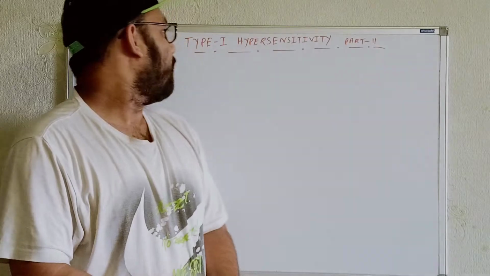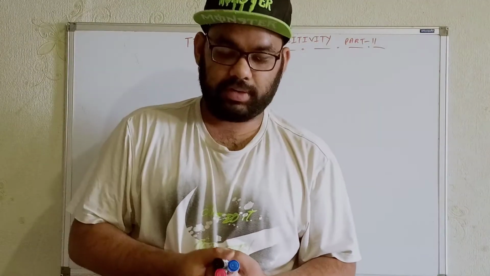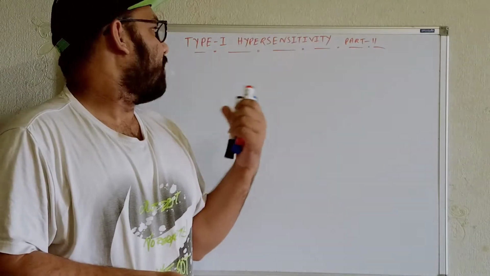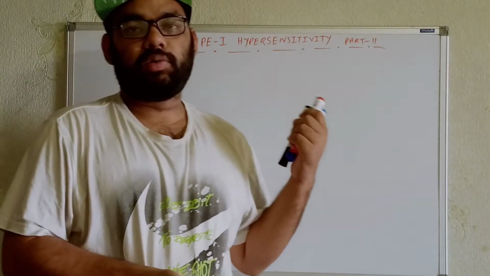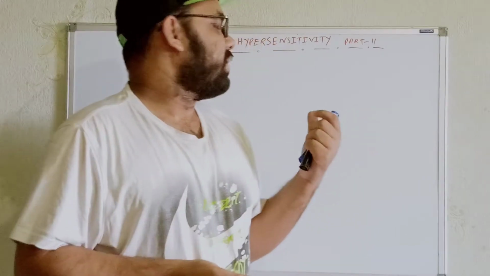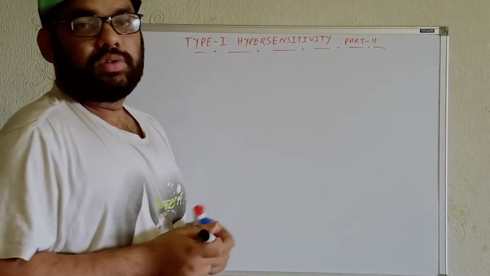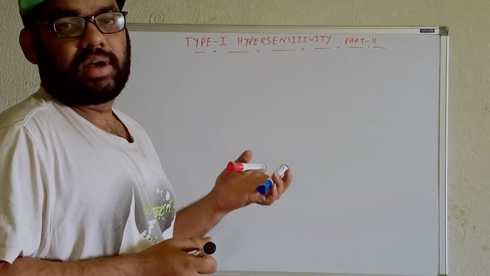Today we'll talk about type 1 hypersensitivity part 2. Before starting the video, let me tell you I have already uploaded the video where I described type 1 hypersensitivity part 1. There we discussed how the IgE antibody is formed. I'll just repeat it very briefly, whatever we saw there, to produce the IgE antibodies.